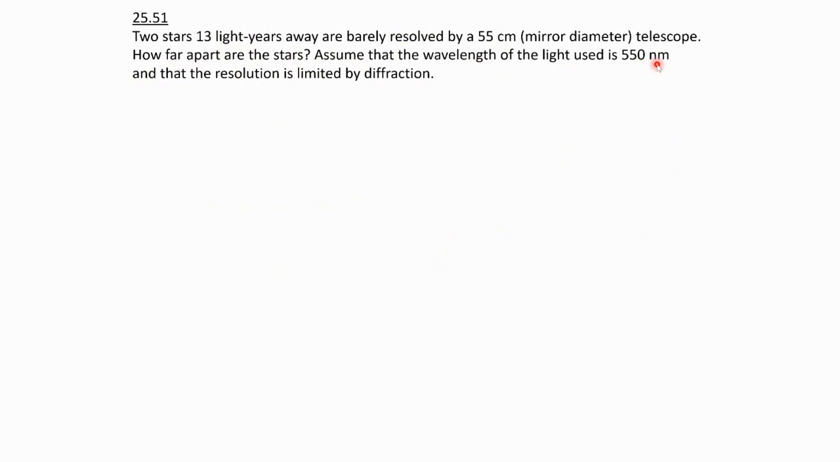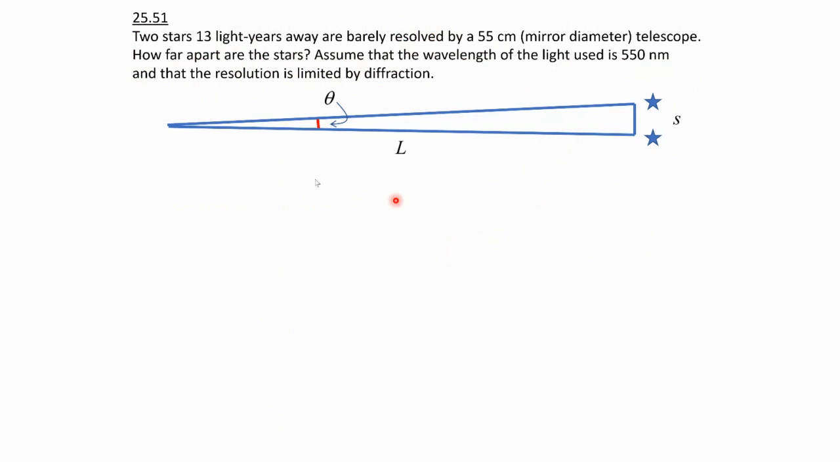Let's assume that we're using a specific wavelength of 550 nanometers, and that this issue of resolution is limited by diffraction. So here's the big triangle, right? L is 13 light years. S is the separation between the two stars that we want to figure out. And this is the angle subtended by that distance. Remember, this is in radians, so this distance here you could approximate as a portion of the arc length of a circle of radius L. And so S is about L times theta, theta in radians.